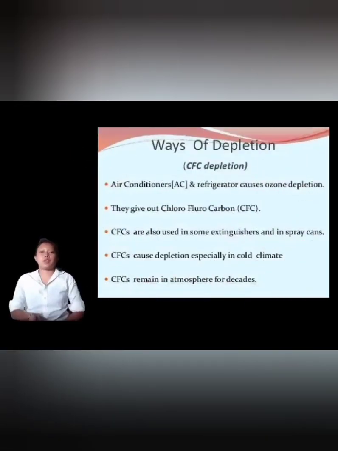Ways of depletion, chlorofluorocarbon depletion. First, air conditioners and refrigerators cause ozone depletion. They give out chlorofluorocarbons. Chlorofluorocarbons are also used in extinguishers and in spray cans. Chlorofluorocarbons cause depletion especially in cold climates. Chlorofluorocarbons remain in the atmosphere for decades.